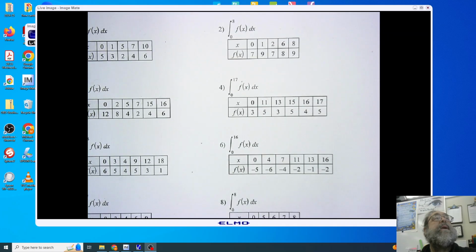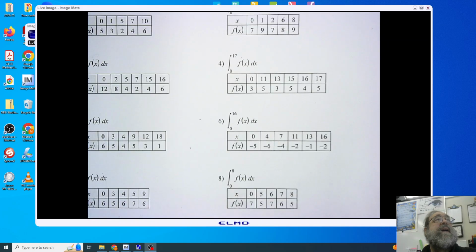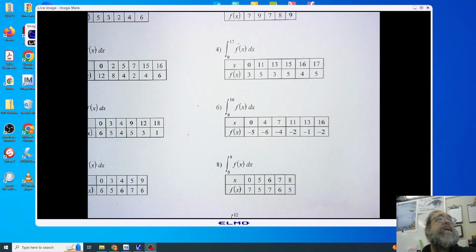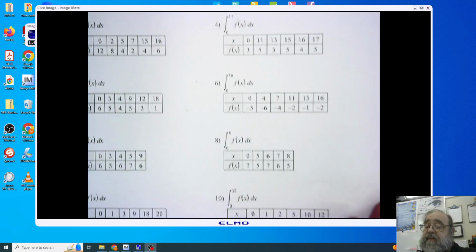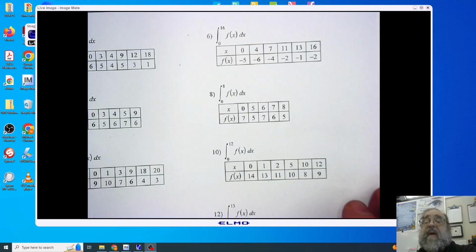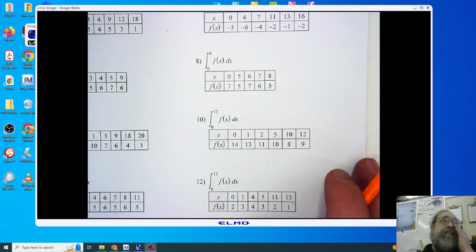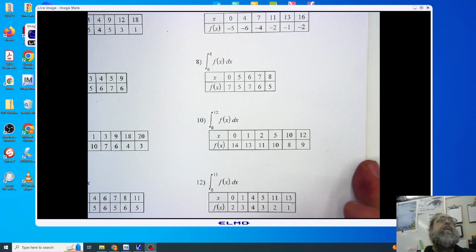We're looking at the integration from 0 to 8, f of x dx; 0 to 17, f of x dx; 0 to 16, f of x dx; 0 to 10, f of x dx; 0 to 12, f of x dx; and then finally we have 0 to 13, f of x dx. So let me just give you a moment. If you would like to take a screenshot, please feel free.